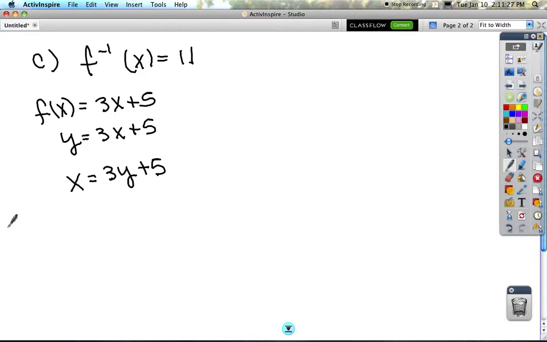What was the last step? Solve it. Solve for y. In other words, get y by itself. How am I going to get y by itself? Subtract 5.